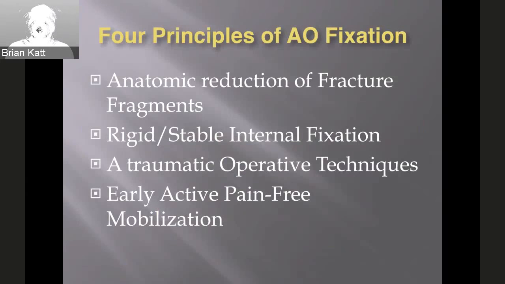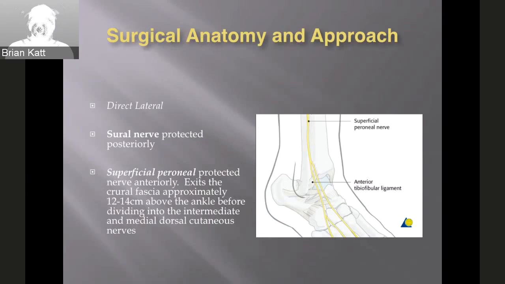So additionally, we'll follow the principles of AO fixation: anatomic reduction, rigid internal fixation, atraumatic operating techniques, and early mobilization. So the surgical approaches for these fractures: there's the traditional lateral approach. It's not really the sural nerve that we're worried about with this incision per se. It's more the superficial peroneal nerve. We can get up in that region, especially with these more proximal fibular fractures, that the superficial peroneal nerve starts coming through the crural fascia about 12 centimeters above the ankle mortise. So it's that nerve distribution that we're worried about with this.